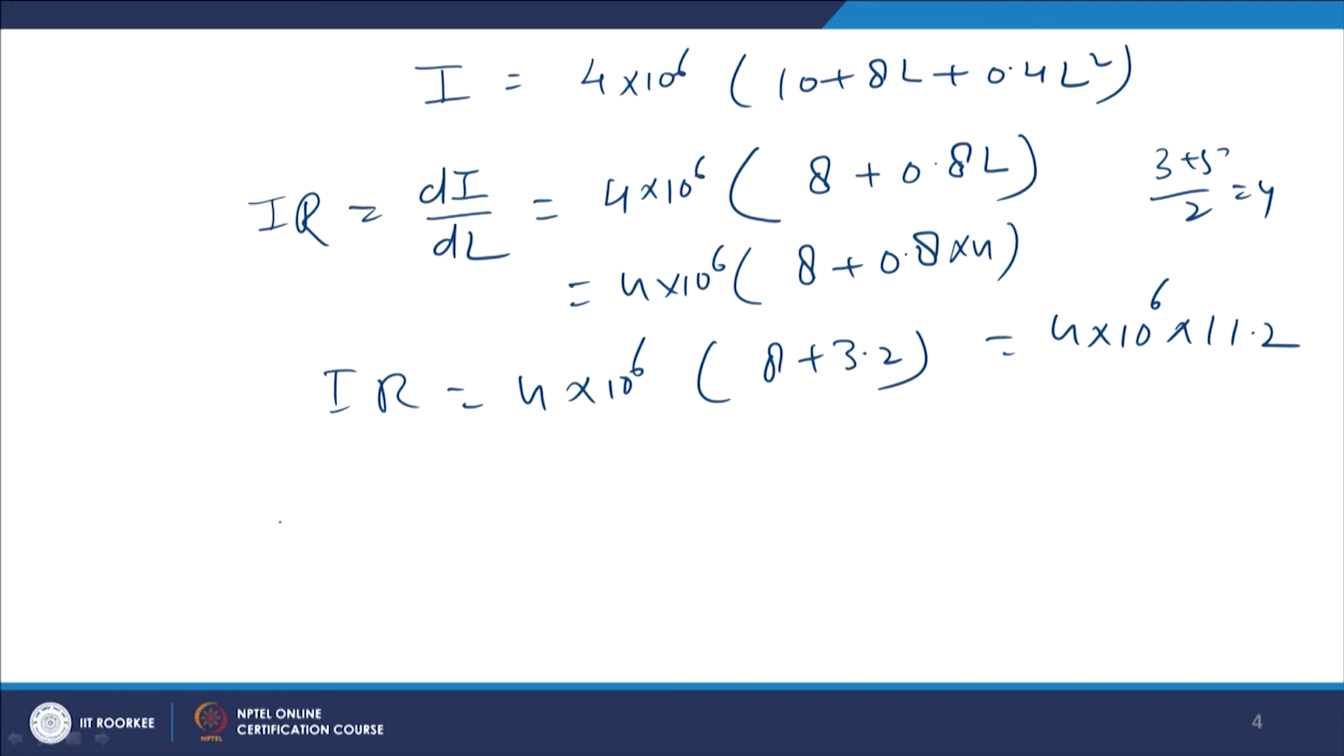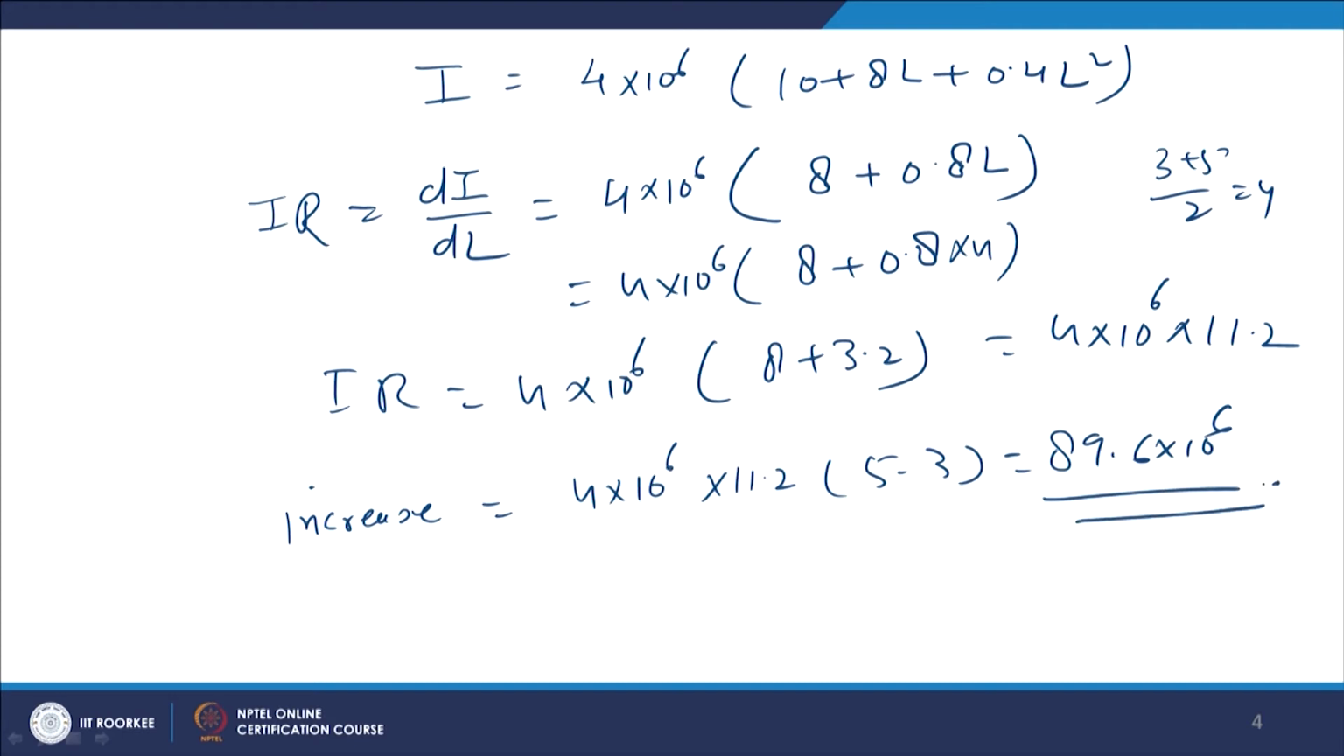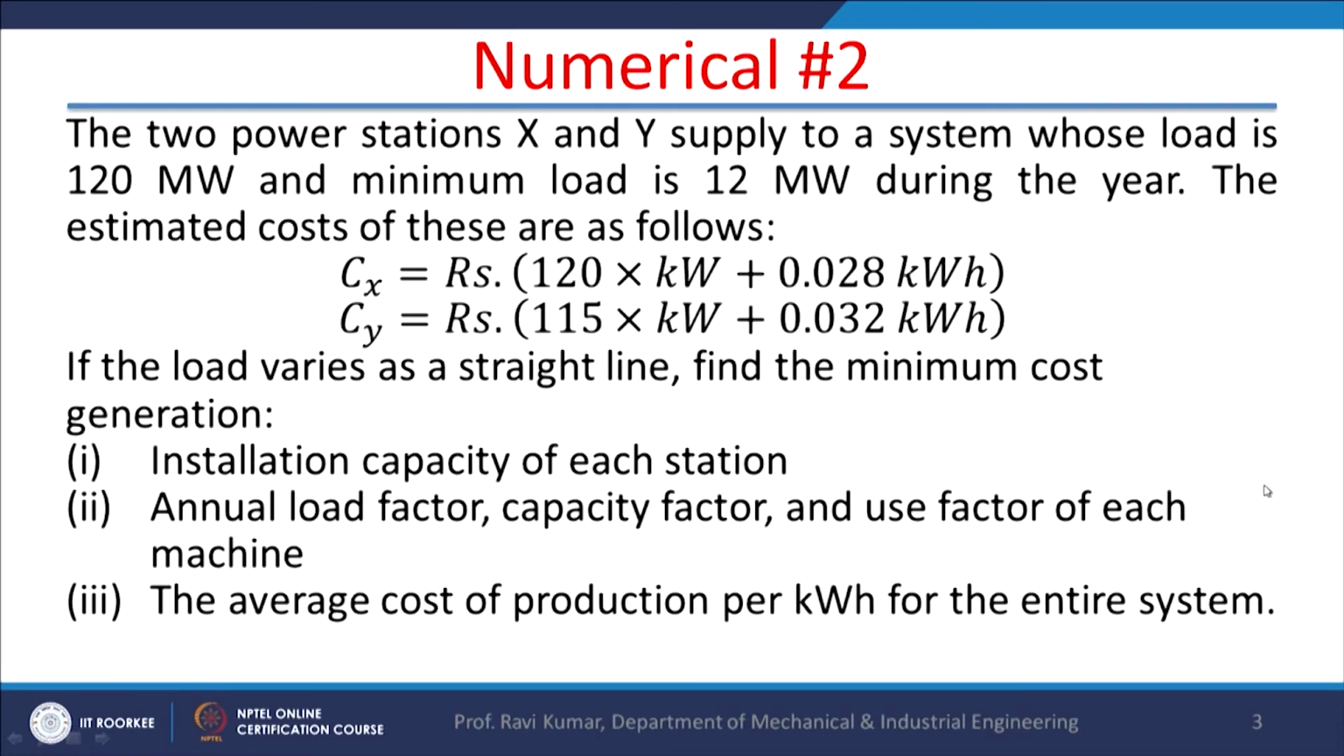And then the increase is equal to 4 into 10 to power 6 into 11.2, into (5 minus 3), which is equal to 89.6 into 10 to power 6. So, in both the cases you are getting the same increment in the input. Now, numerical number 2.